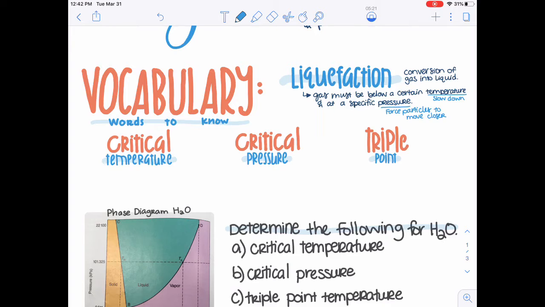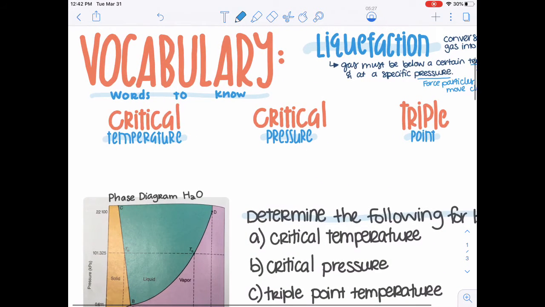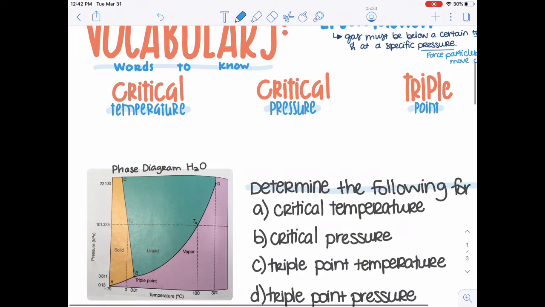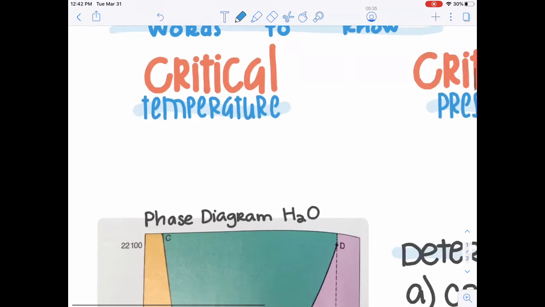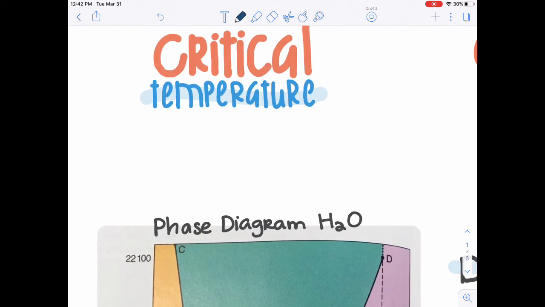Some pieces of data that we're going to pull off a phase diagram are these next three words: critical temperature, critical pressure, and then the triple point. So here are the definitions of these words. Critical temperature is essentially the maximum temperature at which a liquid can exist.